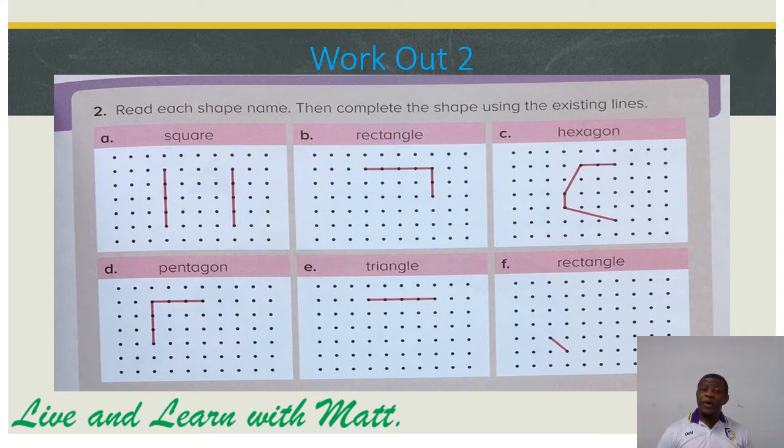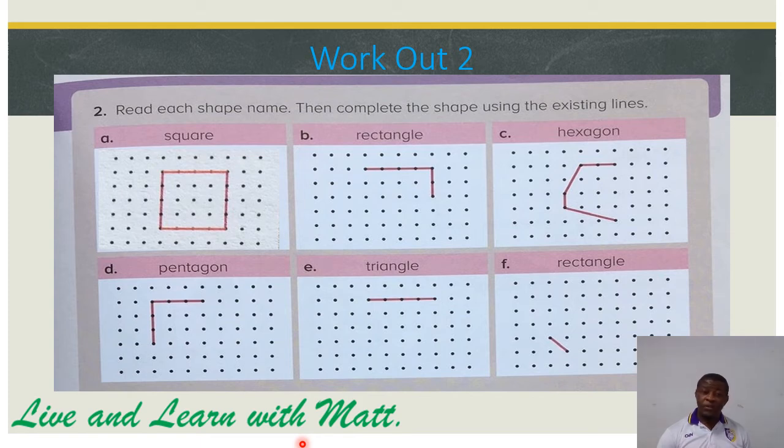Workout 2. Read each shape name, then complete the shape using the existing lines. So, square. A square has 4 sides. So we're going to join the 2 ends together. Join this together and this. Join this together and join this end together. So we have a shape like this as a square. And remember, in a square, all sides are equal.